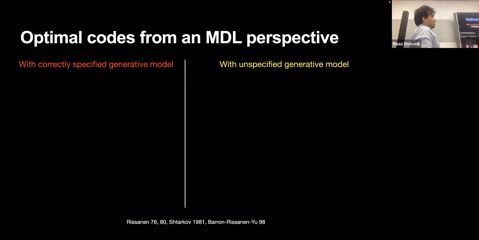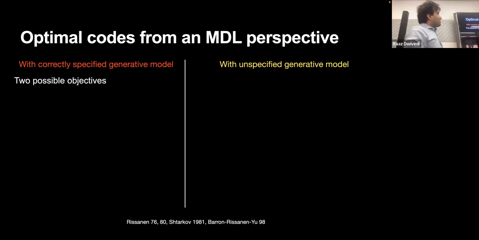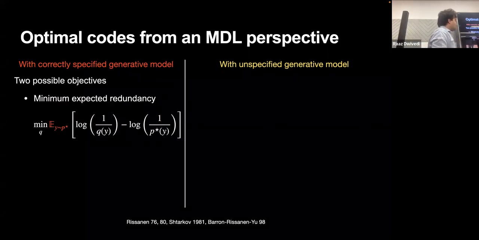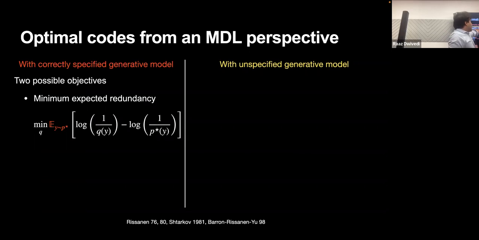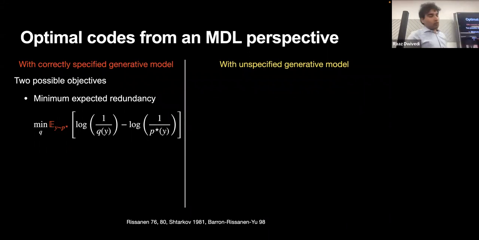As I said, MDL wants to have an optimal coding. The question is, what do we mean by optimality? What are the notions of optimality used? When you have a correctly specified generative model, there are two usual objectives. One is, because we have a correctly specified generative model P star, the code length log 1 over P star of Y encodes the number of bits. If you use any other code or model Q, the number of bits is log 1 over Q of Y. You take the expectation over all possible Ys from P star and you try to minimize over Q to find the optimal code.